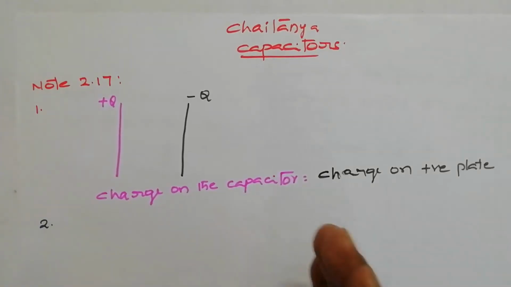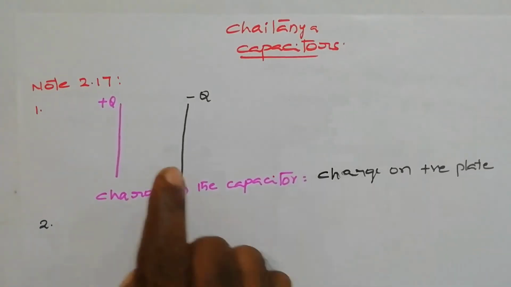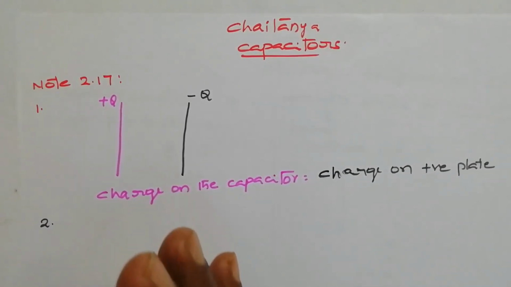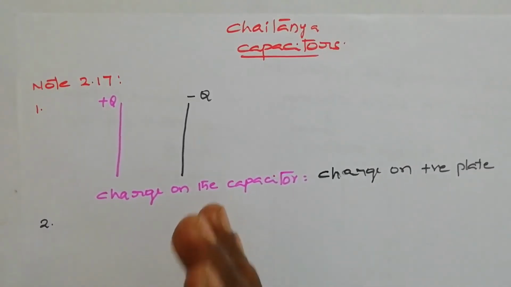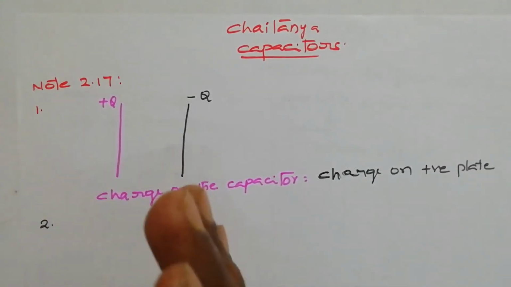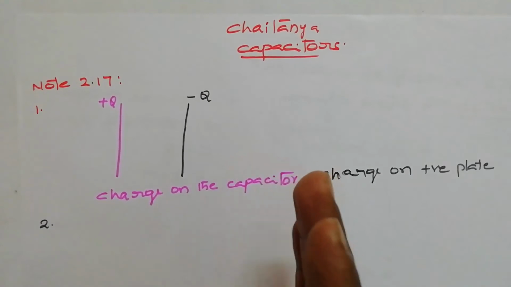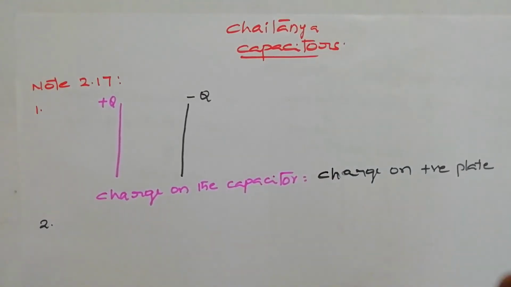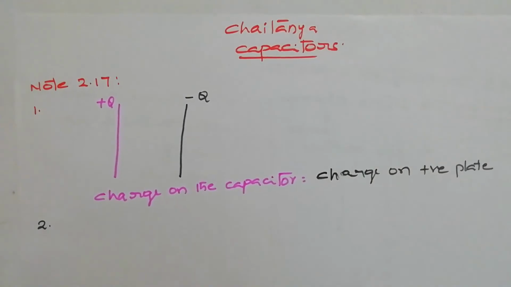The charge on the capacitor is only the charge on the positive plate, but it is not the total charge of the two plates. The total charge of the two plates, in fact, is 0. So, the charge on the positive plate only is called the charge of the capacitor.